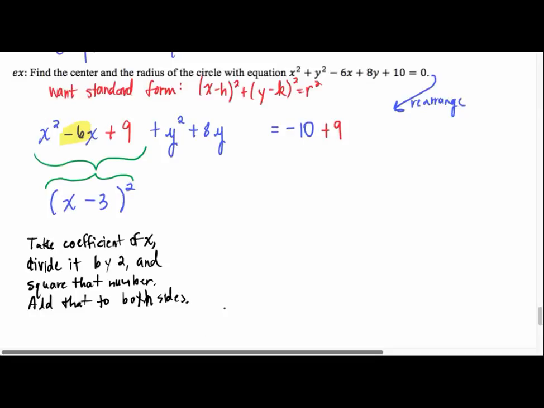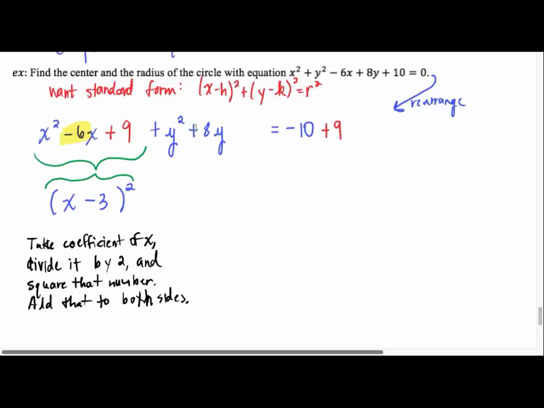Okay, we're going to have to do the same thing with the y's. To rewrite y squared plus 8y plus whatever we need to go there, so we can write it as y plus or minus a number all squared. That's called completing the square, okay?